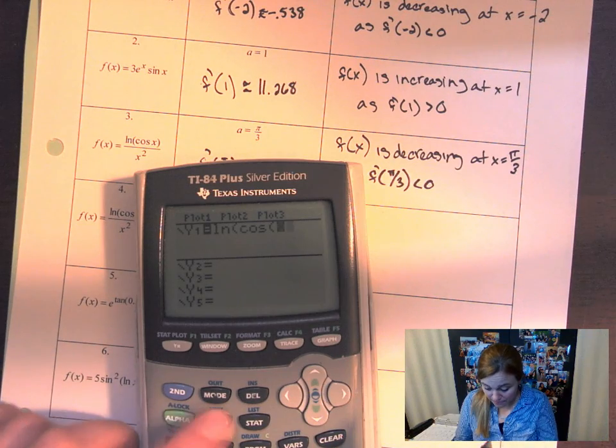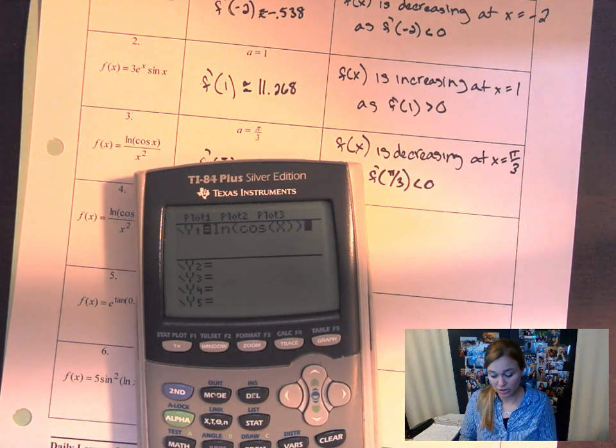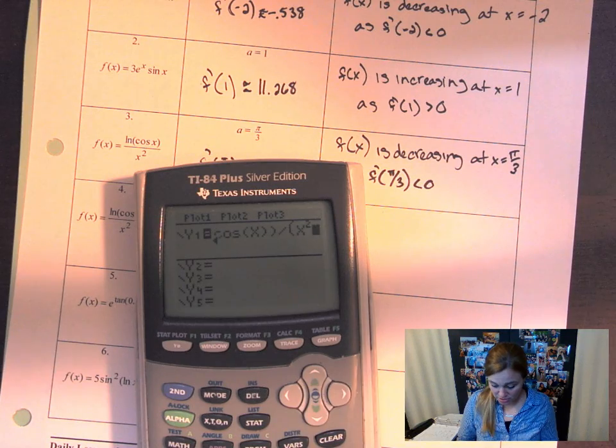Cosine of x. And again, this was all natural log. This is all in the numerator. If you want to put one parenthesis around the whole thing, you can. Divided by parenthesis x squared.